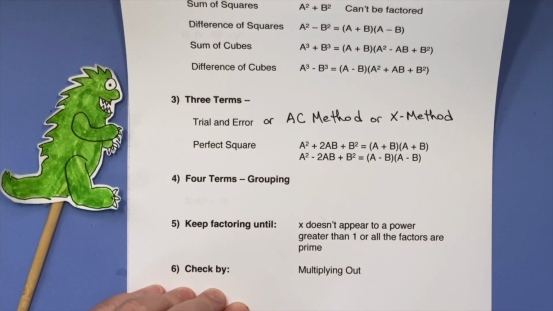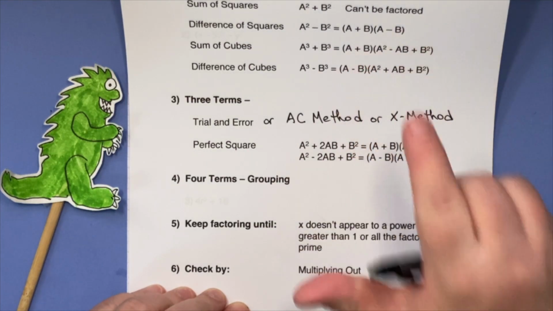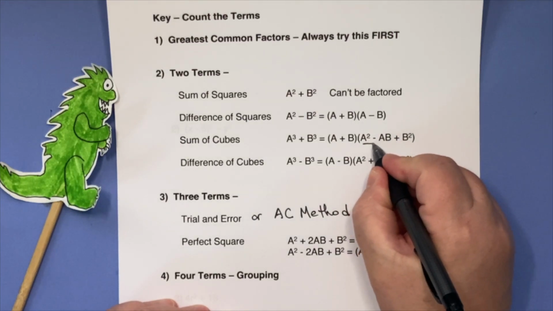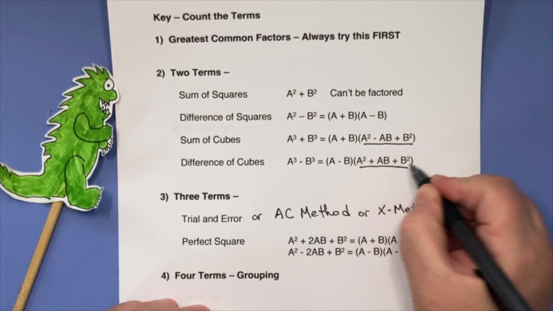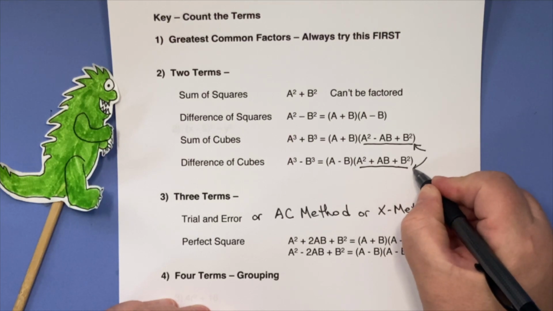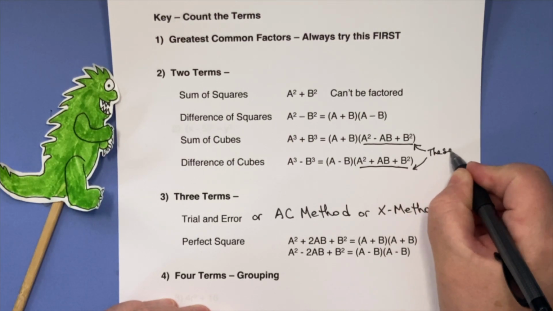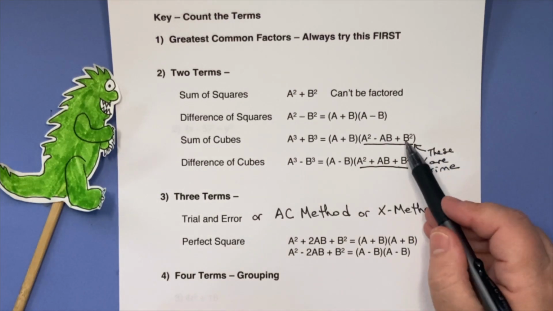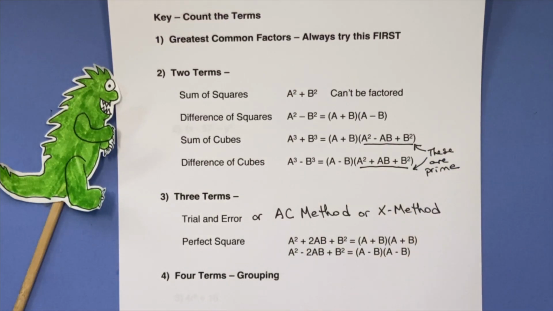or all the factors are prime. So there are going to be some x squareds and y squareds and a squareds. Those factors will be prime. A prime example, see what I did there, is in the sum of cubes. A note for these two is that the result here and here are that these two polynomials are prime.